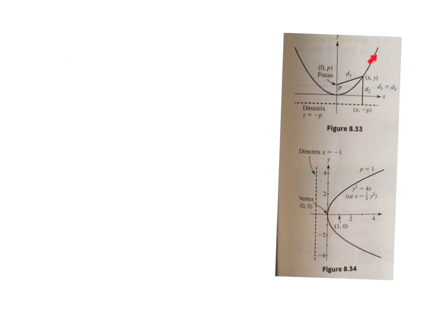So if I had a point up here or anywhere along here and I measured from here to here, this distance here is going to be the same as the distance from here to here. This is called the directrix right here. And notice the distance from here to here is the same as the distance from here to here. So the vertex is halfway between the directrix and the focus.